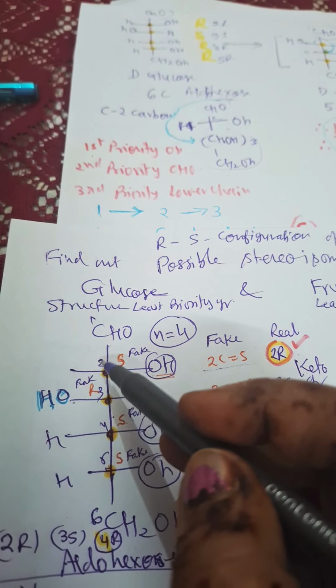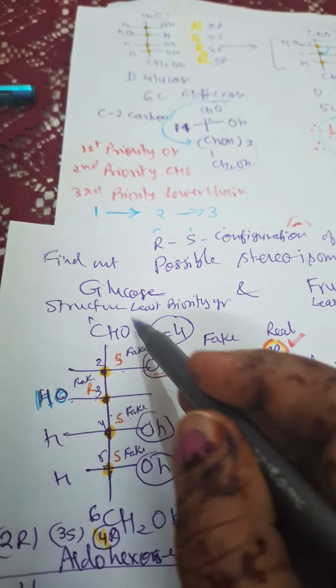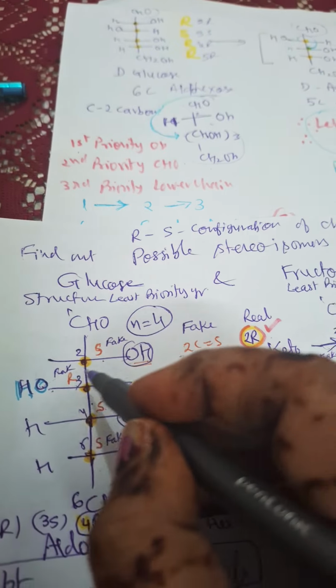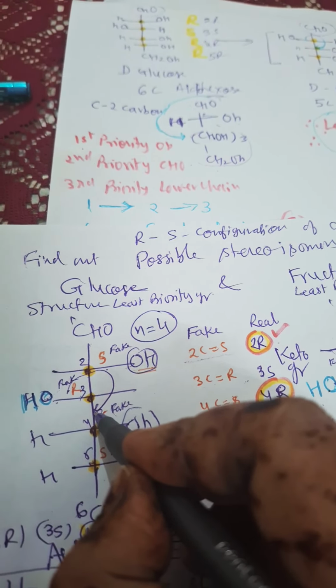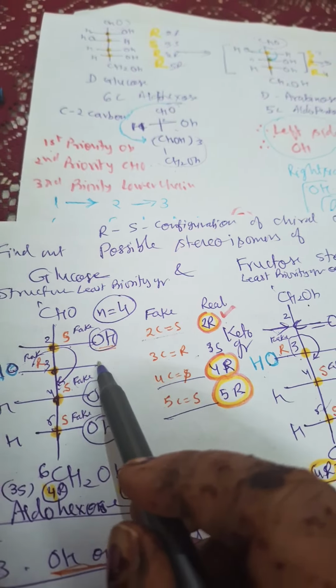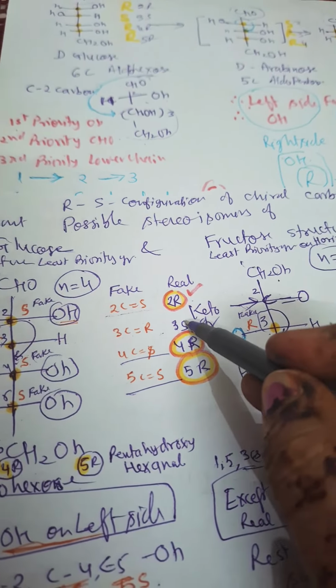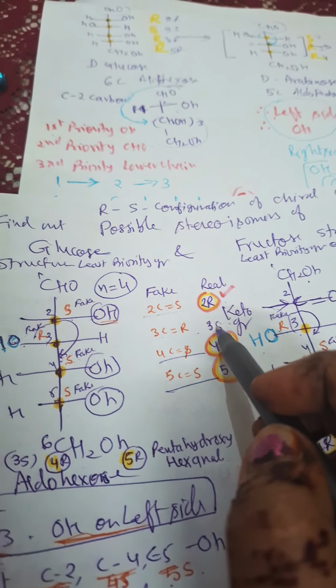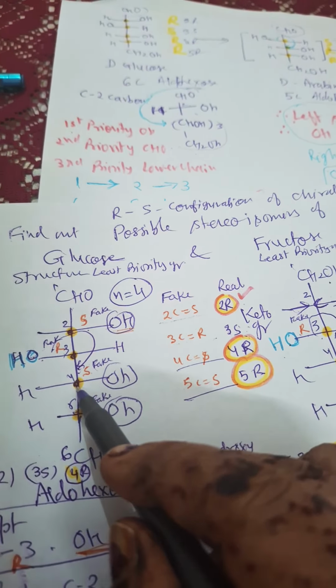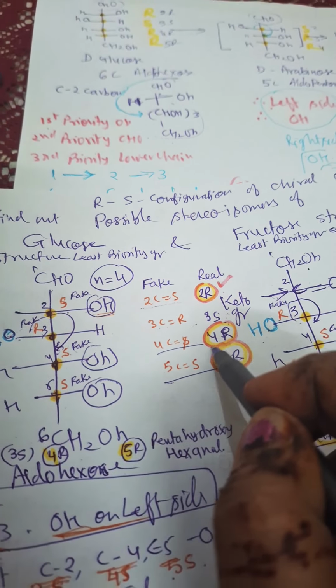I told you this is the first priority, the upper part is the second priority, this is the third priority. It looks like it is R. Is it correct? No, no, no. Why? Because H is on this horizontal line. So the reverse is true, that is 3S is true. Instead of 3R, it is 3S. Instead of S here, it will be 4R. Instead of S, it will be 5R.